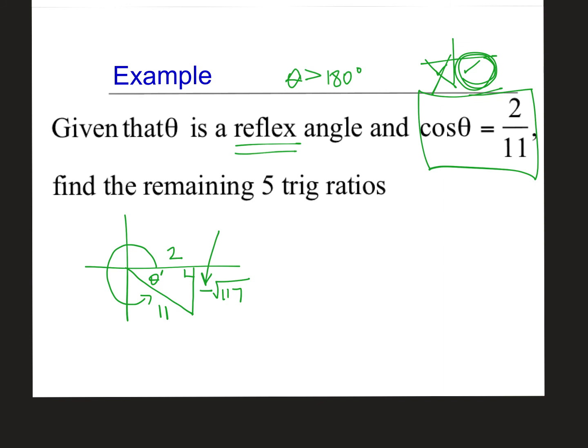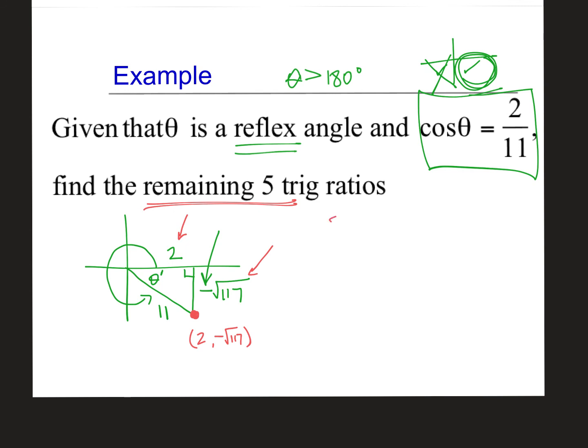In the fourth quadrant, here's how I want you to envision this. If this is a dot that you are trying to get to, and you're trying to actually name that coordinate, you would name it as 2 because of this, negative rad 117 because of this. But again, it's unbelievably important that you have that negative because it's going to affect so many trig ratios. So we want to find the remaining 5 trig ratios.